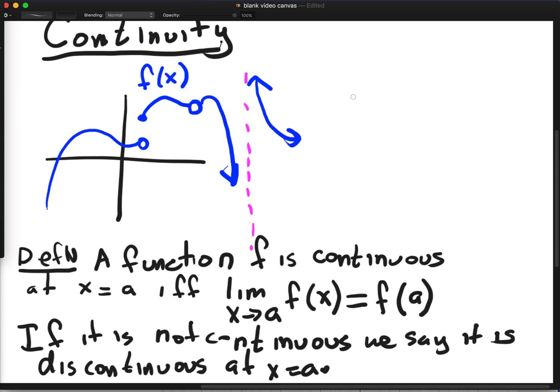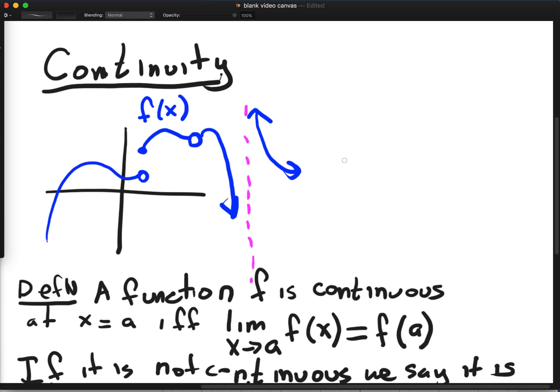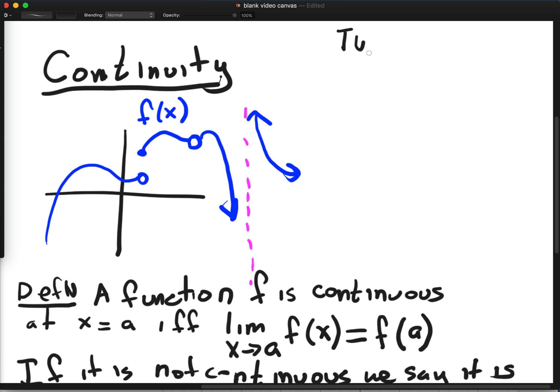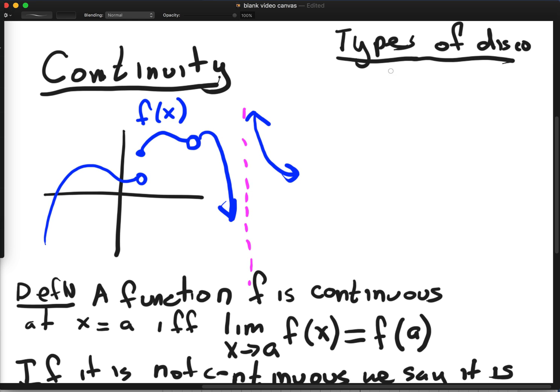All right, now there are multiple types of discontinuities. There are three types. They're all right here in this picture that I just drew for you guys. See, my board doesn't go any further. I'll buy a bigger board next time. Promise. Okay, types of discontinuities.